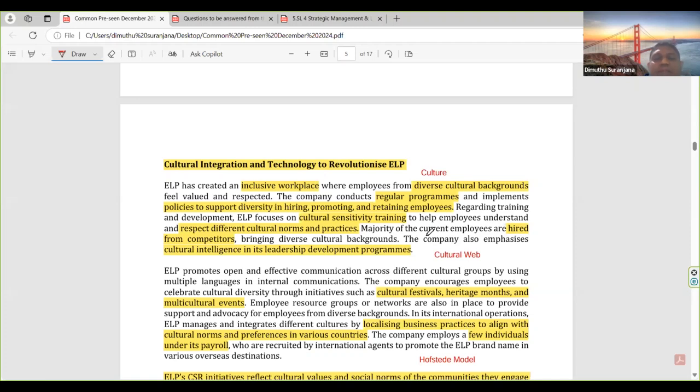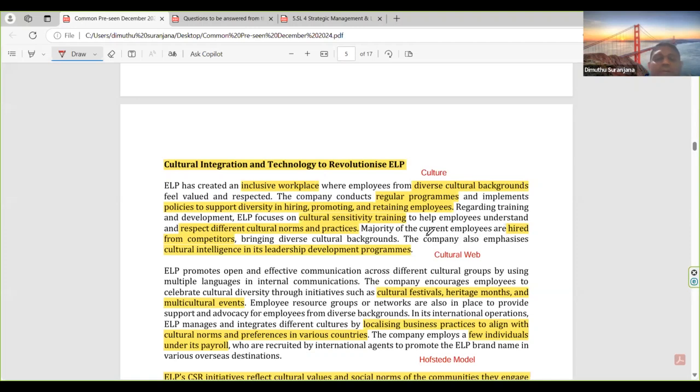Regarding training and development, ELP focuses on cultural sensitivity training to help employees understand and respect different cultural norms and practices. The majority of the current employees are hired from competitors, bringing diverse cultural backgrounds. The company also emphasizes cultural intelligence in its leadership development program. So, tools like the cultural web can be tested. So, look at that very carefully.